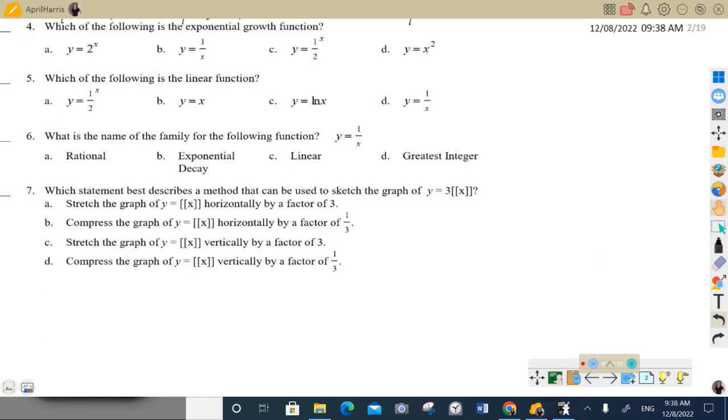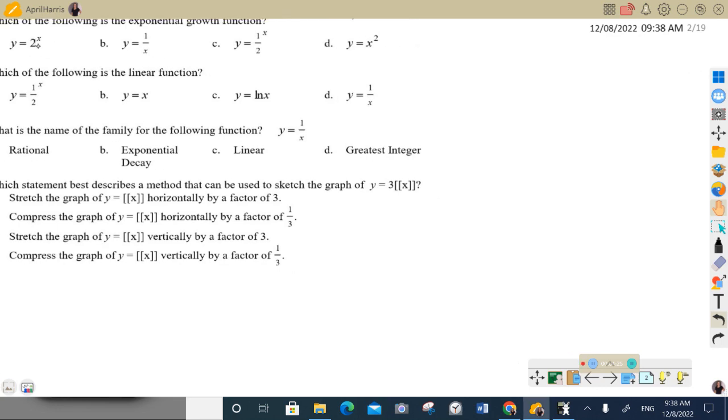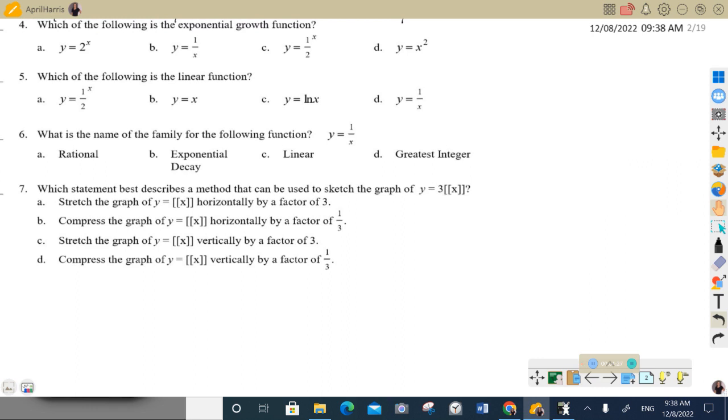Okay, let me pause. All right. Number 4 says, which of the following is the exponential growth function? We just went over that. Which one of those is that? A. All right, so it's A. What is the name of equation B? Rational. Do y'all remember what rational looks like? It looks like this and this.